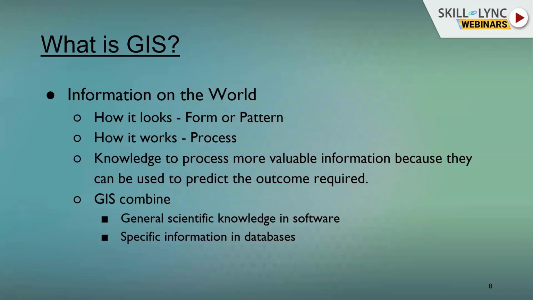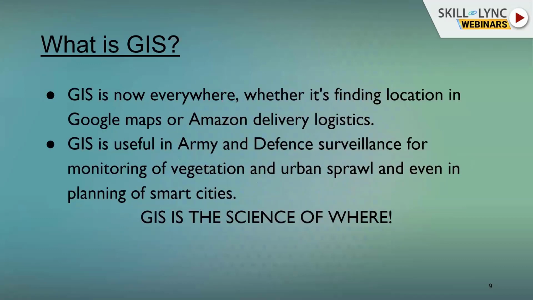For the time being, it's a technology which combines geographical features with an information system, and then analyzes them with different algorithms. Again, an example: finding your location on Google Maps, or your Amazon delivery logistics, they all work with GIS. Without GIS, they cannot do it. The army and defense surveillance all happens with the help of GIS technology. The urban sprawl in a city or in a village is being monitored with the help of GIS.